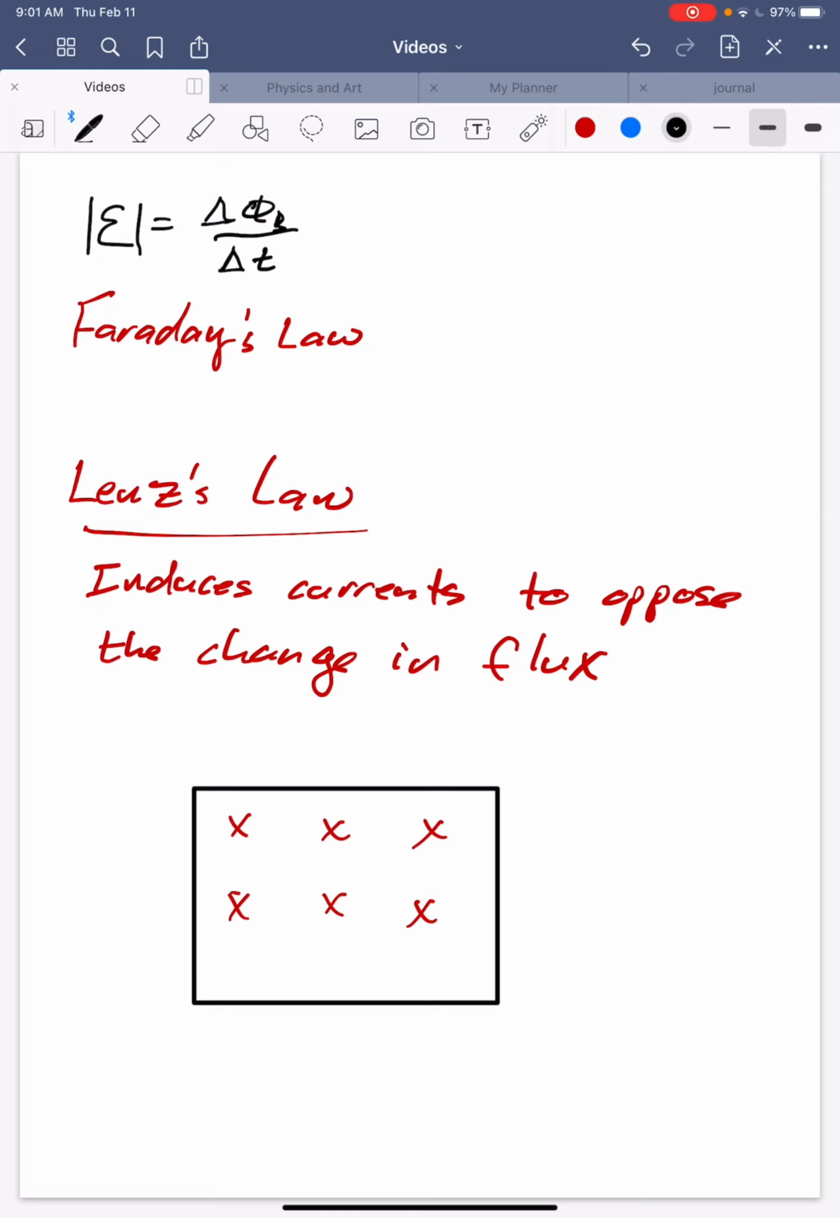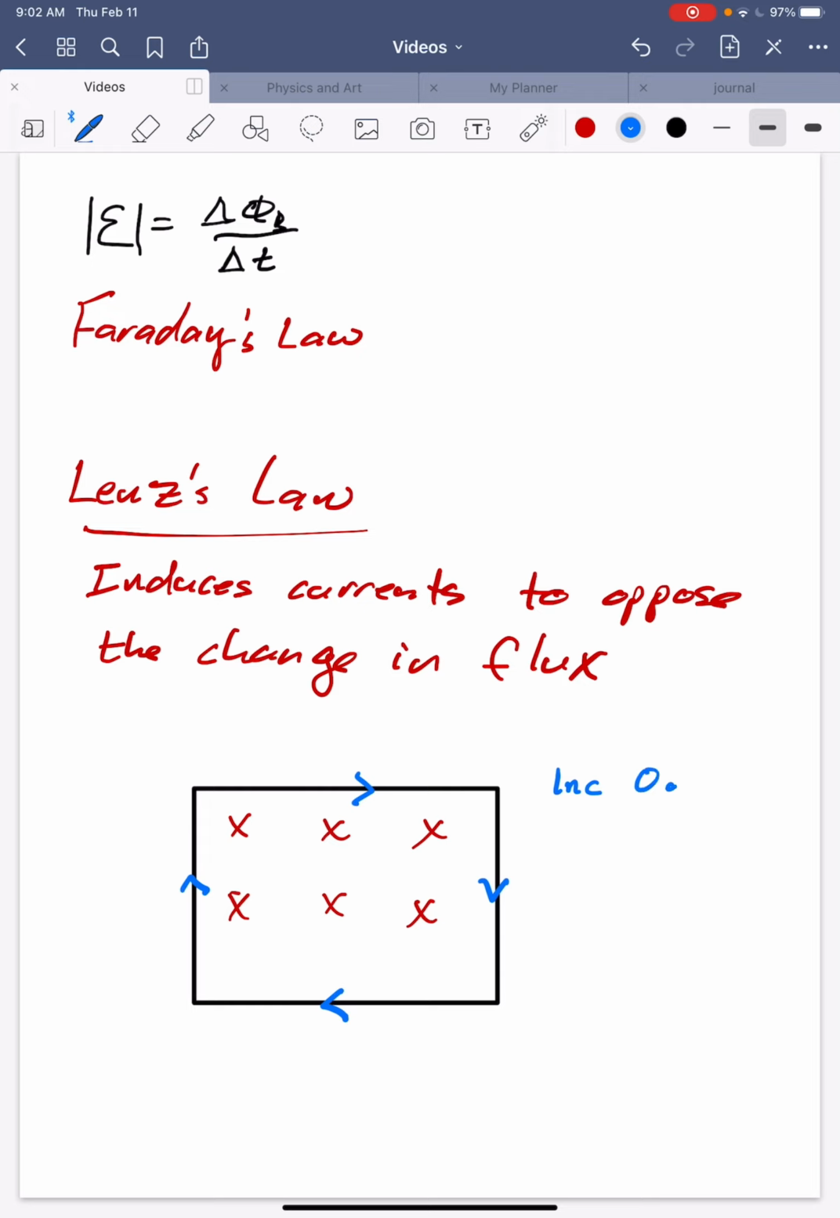So let's say I have a conducting surface here, and I have a magnetic field out of the board, and it is increasing with time. So if it's increasing with time out of the board, I need to induce charges that produce magnetic fields that are into the board. So that would be, so out of the board, into the board, using right-hand rule. I'd induce currents in this direction.